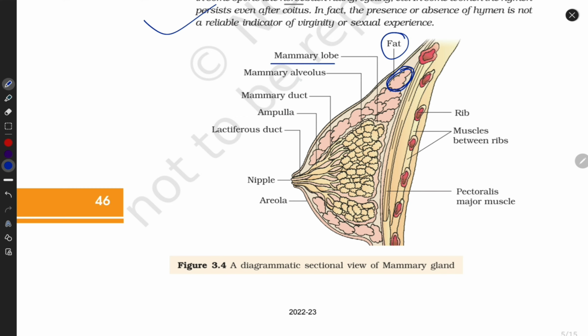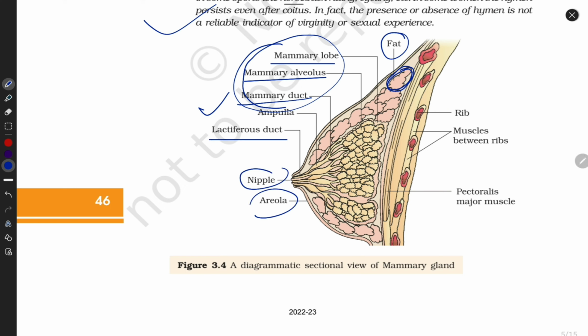Okay, there is a mammary lobe, mammary alveoli, mammary duct. Guys, these are helpful in making mammary glands. Some are helpful in cell division, some are helpful in milk production, some are helpful in excreting hormones. This is the nipple, areola, lactiferous duct, milk.